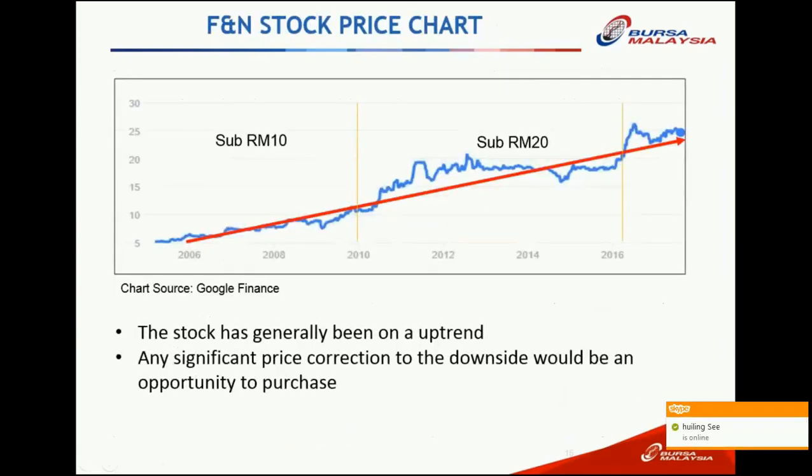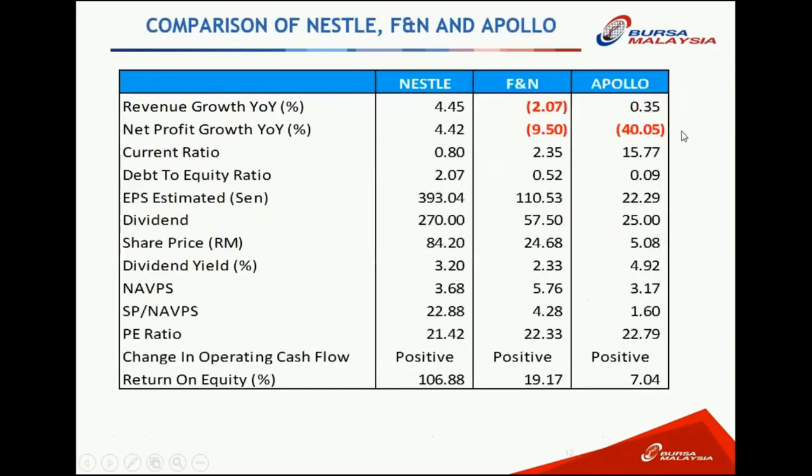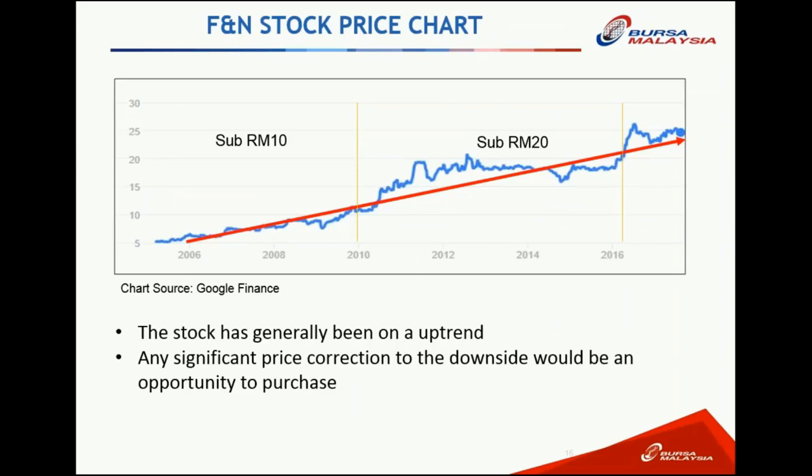So we look at FNN stock price chart here. You can see that it is on a growth trajectory in terms of the pricing, where for quite a number of years, from around 2006 to 2010, it was within the sub 10. Then from 2010 to 2016, it is in the sub 20. Remember what I say is that in a value stock, you have to really be patient to realize that kind of gain. Previously it's around 5 ringgit or less, but right now it's trading at above 20 ringgit. Here we have the share price at 24.68.